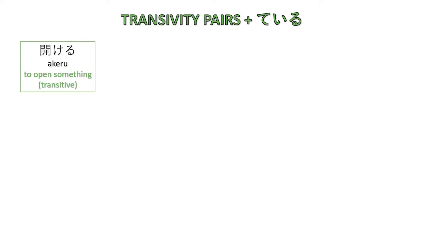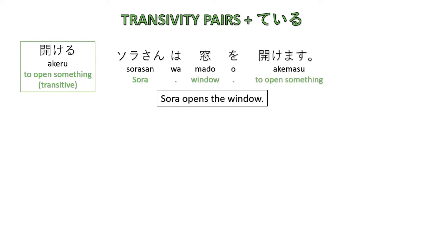Alright, for example, we have akeru, to open something. So again, when we say transitive, there is a subject and there is an object. So akeru. Sora-san wa mado o akemasu. So this is the basic sentence. Here, Sora is the subject and then the object is mado, window. Sora opens the window. Sora-san wa mado o akemasu.